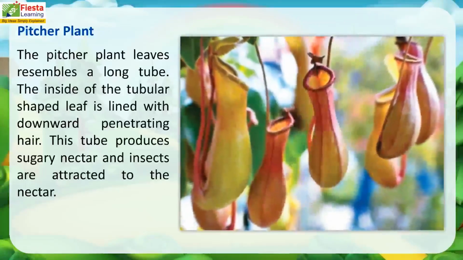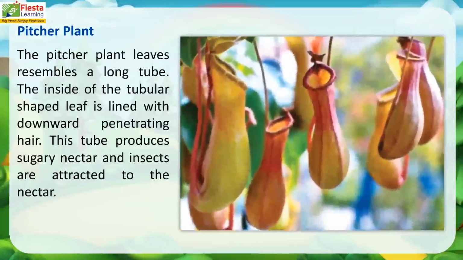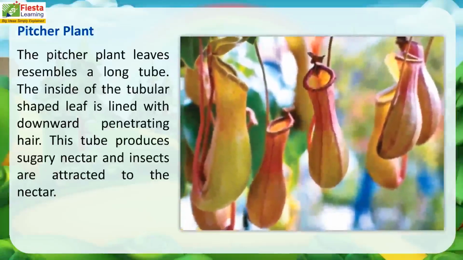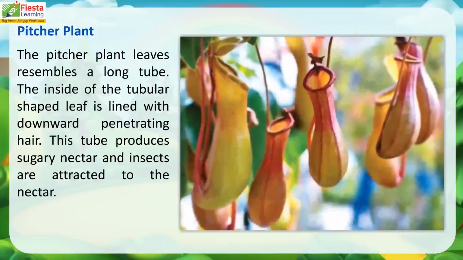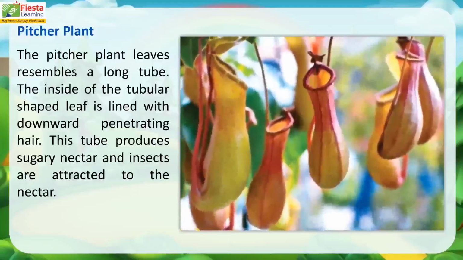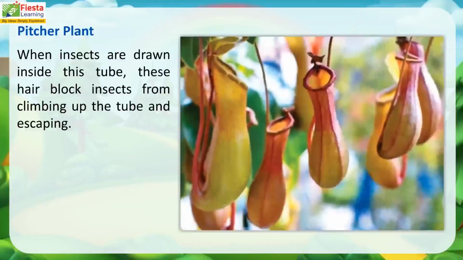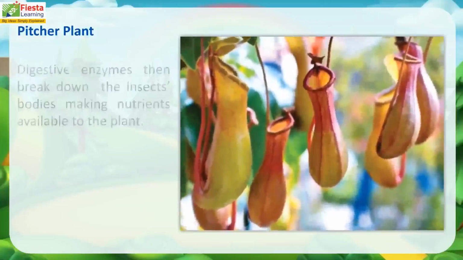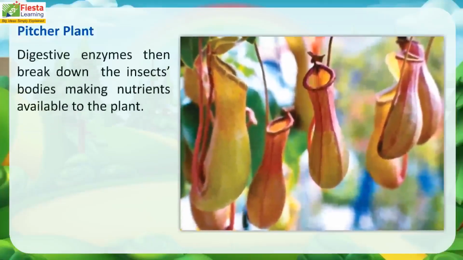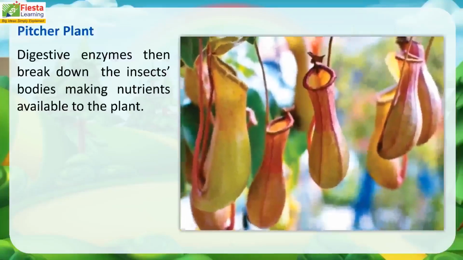Pitcher plant. The pitcher plant leaf resembles a long tube. The inside of the tubular-shaped leaf is lined with downward penetrating hair. This tube produces sugary nectar and insects are attracted to the nectar. When insects fall inside this tube, these hairs block insects from climbing up the tube and escaping. Digestive enzymes then break down the insect bodies, making nutrients available to the plant.